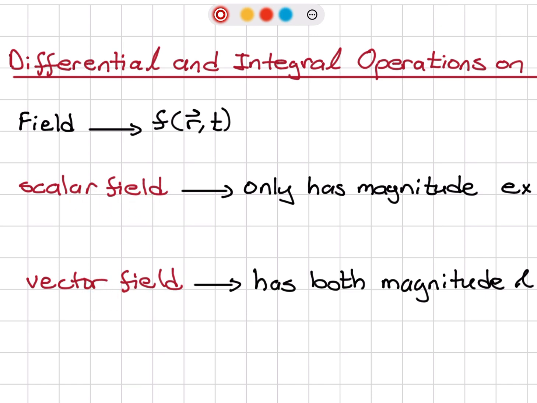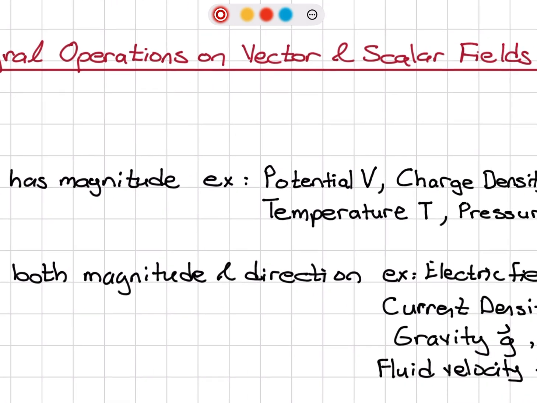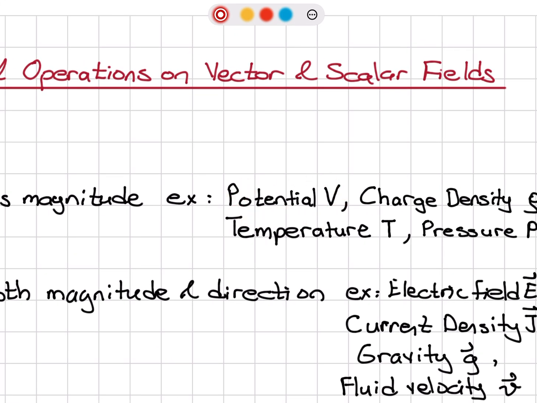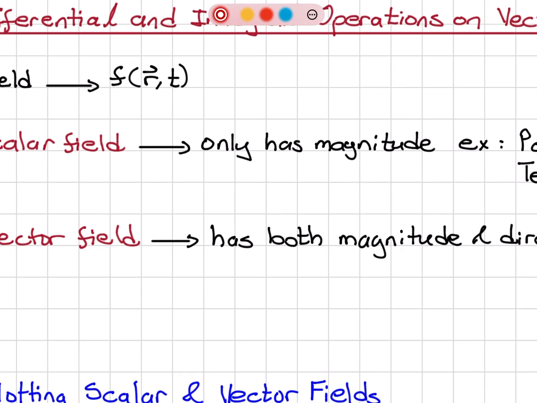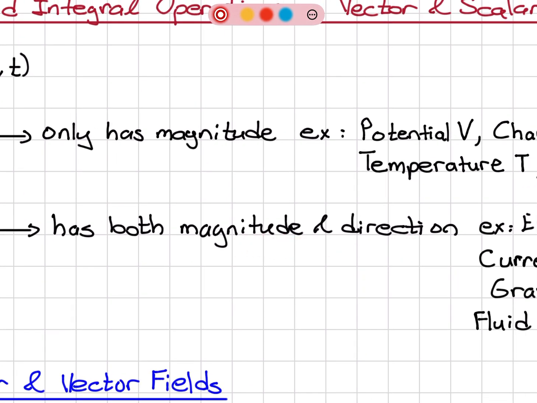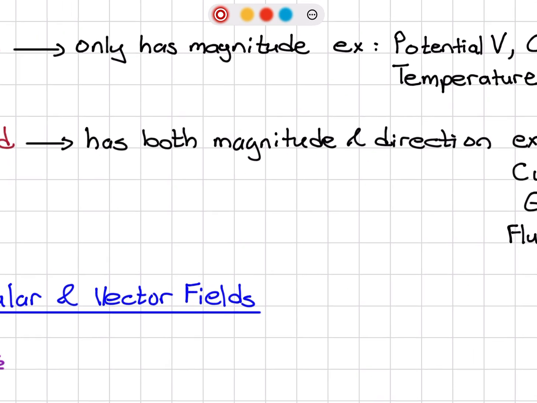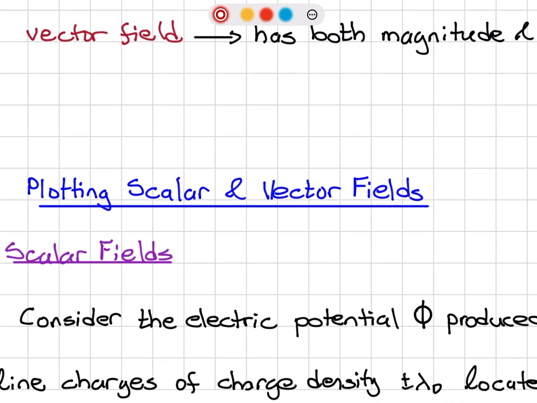Scalar fields only have magnitude. A good example is potential distribution, charge density, temperature, and pressure. On the other hand, vector fields have both magnitude and direction. For example, electric field, current density, gravity, and fluid velocity. So let's start with scalar fields.